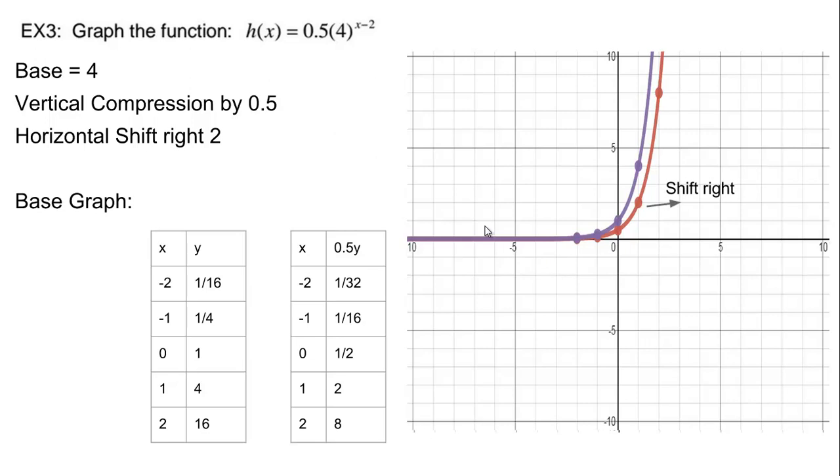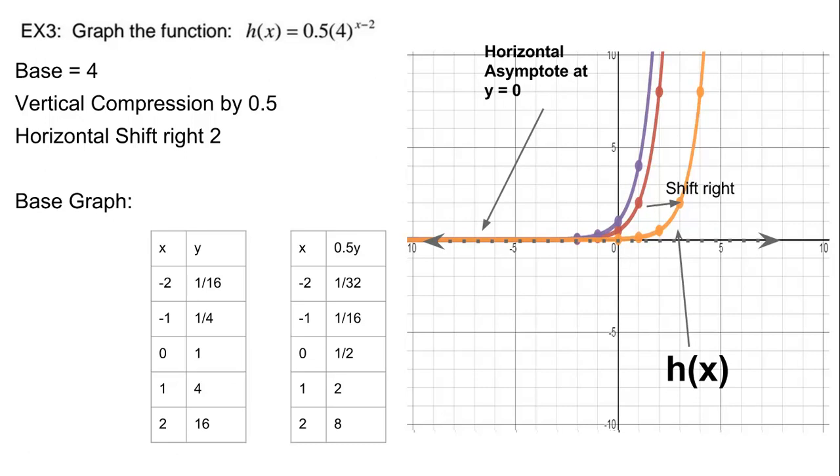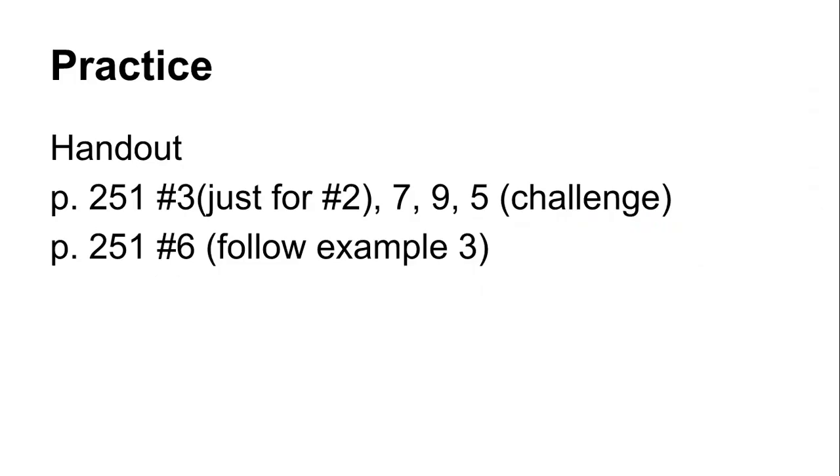Then the last thing we have to do is shift it to the right. And so we just shift it to the right and we get the orange graph. Every point gets shifted to the right too. And so we can see this point going to here. And we label our graph, and our horizontal asymptote still stays at y equals 0.